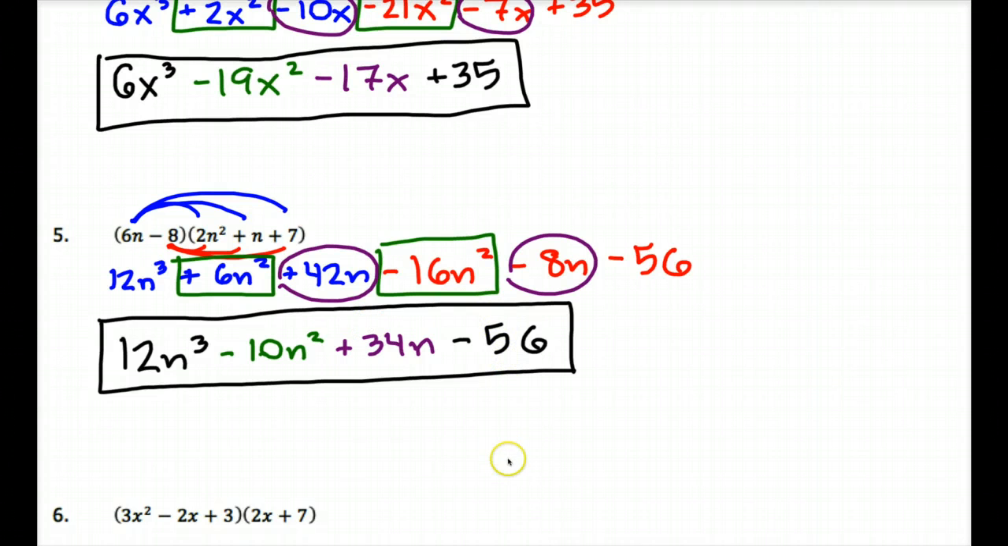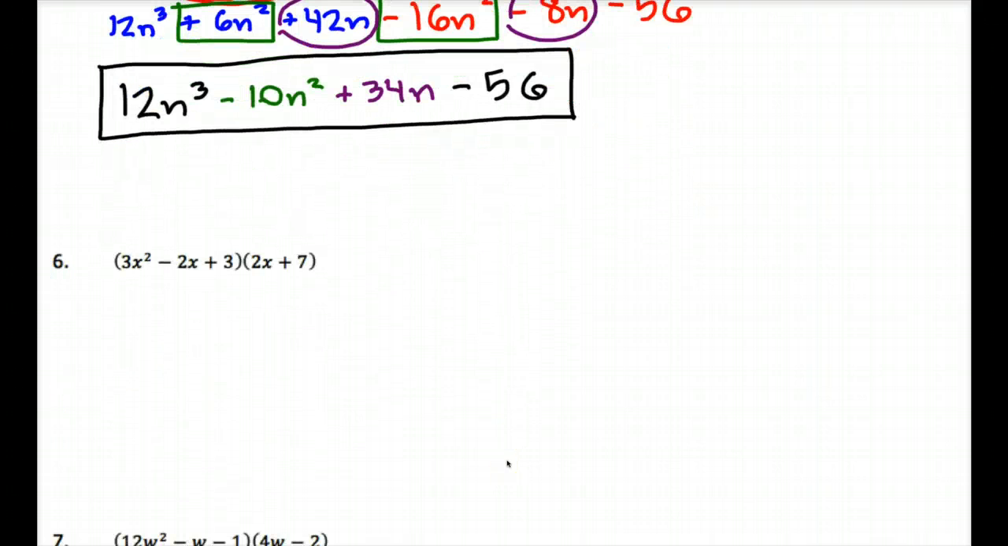Okay, number 6, we're going to be doing, again, the same thing, except this time I put the trinomial first and the binomial second. So we're just going to be starting out with the 3x squared, and we're only going to be distributing it twice. Okay, first of all, to the 2x over here, 3x squared times 2x is 6x cubed. And then 3x squared times 7 is 21x squared.